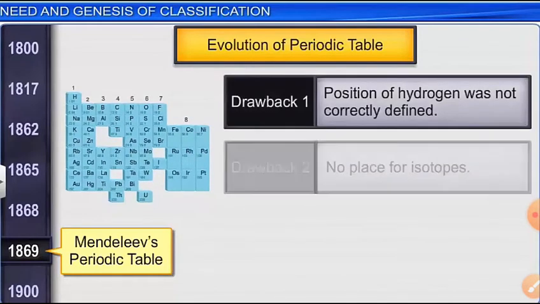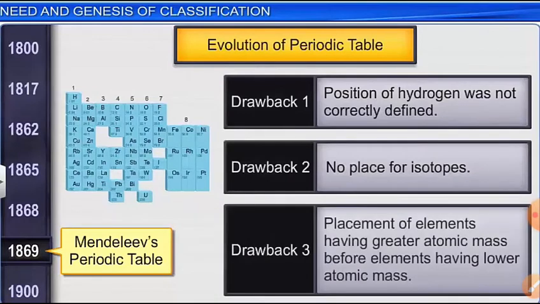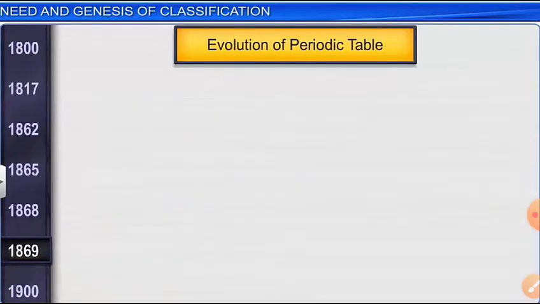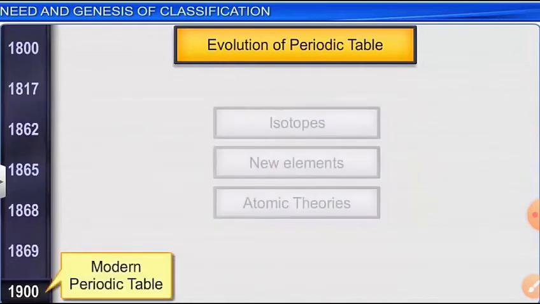Now we shall see the drawbacks of it. He did not place hydrogen correctly. Isotopes were not given proper place because we talk only about one element, not the others having different mass. We talk only about one hydrogen atom, not all the isotopes. And there was placement of elements having greater atomic mass before elements having lower atomic mass. So why are elements having lower mass placed after the higher ones? So basic drawbacks were there. He did not explain the correct position of hydrogen, and a few elements were also not arranged in the proper manner.